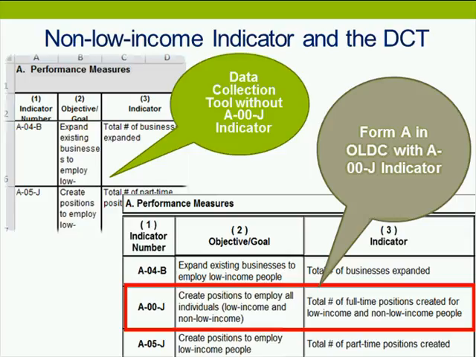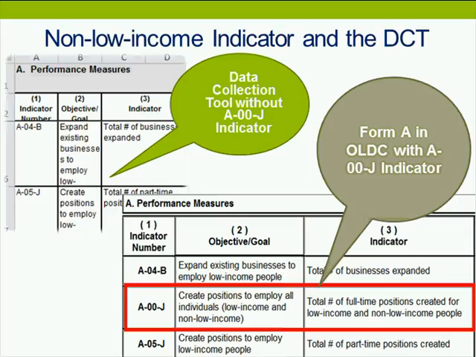This indicator was added so that projects that were creating jobs for non-low-income people as well as low-income people could record that in the PPR, so the program specialist could see the overall progress of the grant. But because the data collection tool's purpose is to track only low-income job creation, the indicator is not included in the data collection tool. So the non-low-income indicator is not in the Excel file.